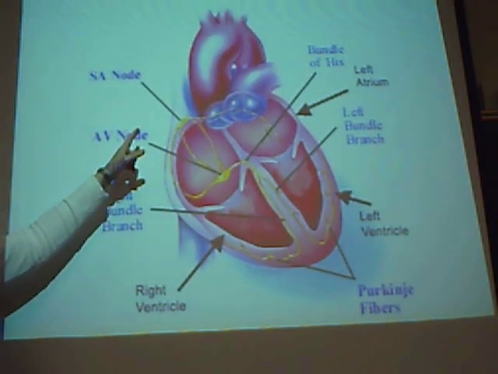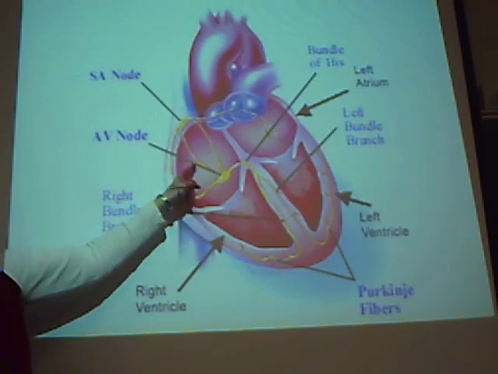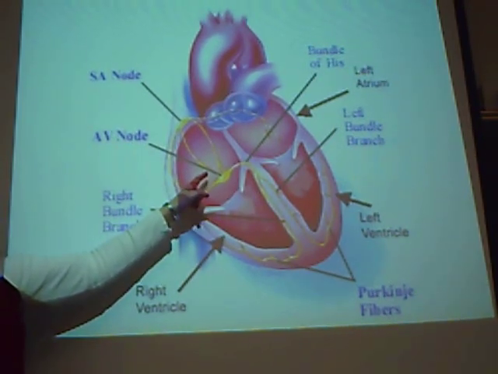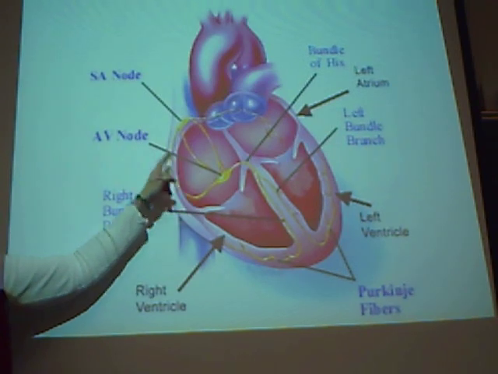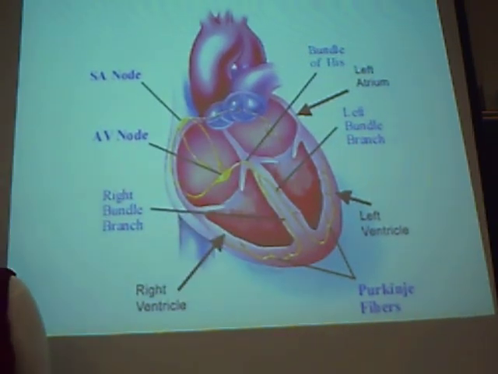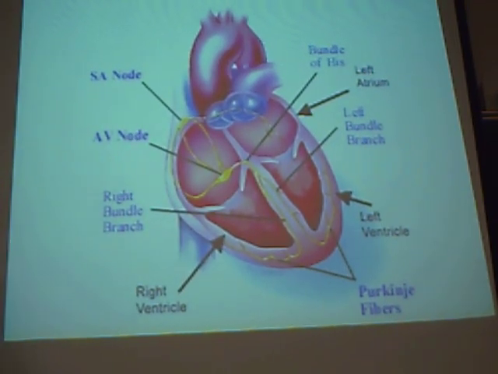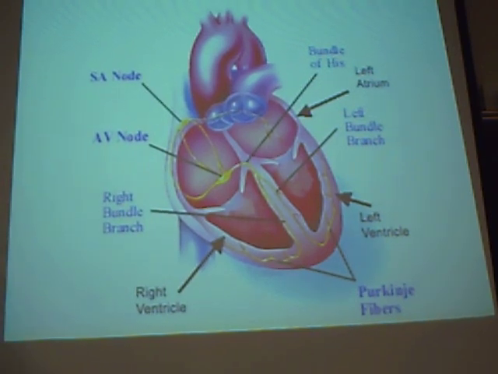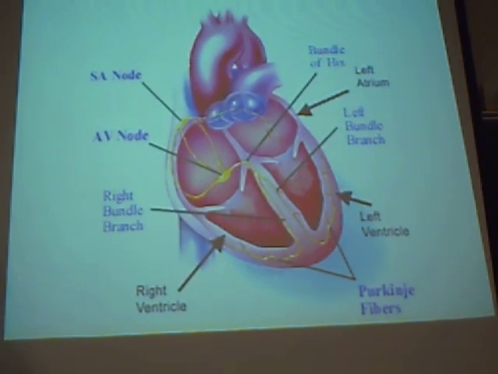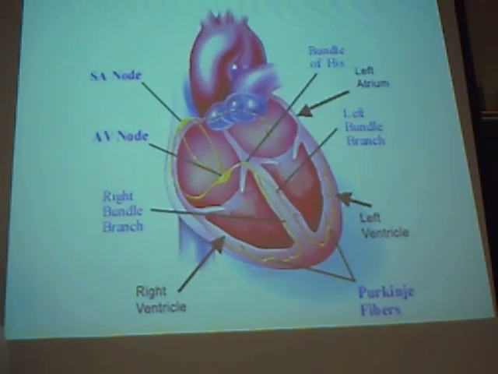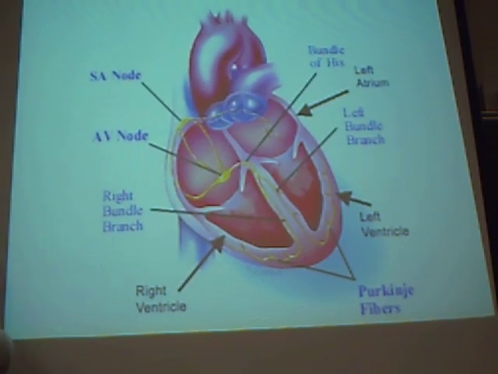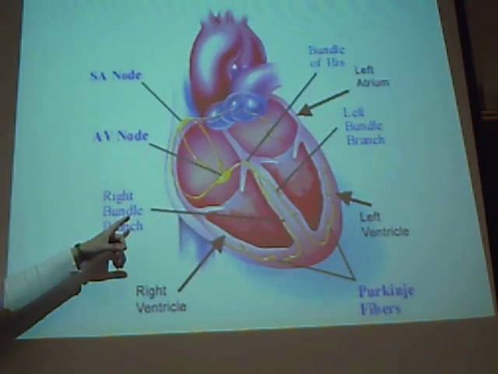So sinoatrial node will fire. Follow these yellow lines. These are actually the nerves. They travel into both right atrium and over here into the left atrium. This takes you back to Bio 210 with nervous control of muscle tissue. What happens when you have a stimulus arrive at a muscle? Depolarization. What else? You've got to reach threshold. What rushes into your muscle cells? Sodium. Okay. So we're looking at depolarizing these muscle cells in the atria.